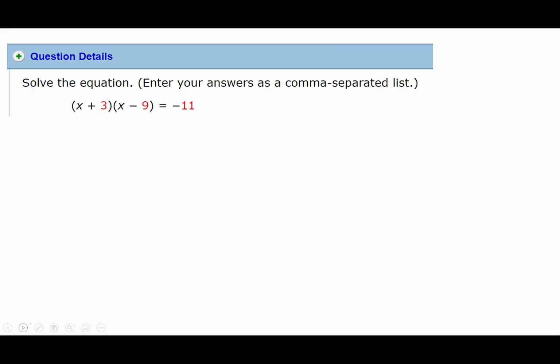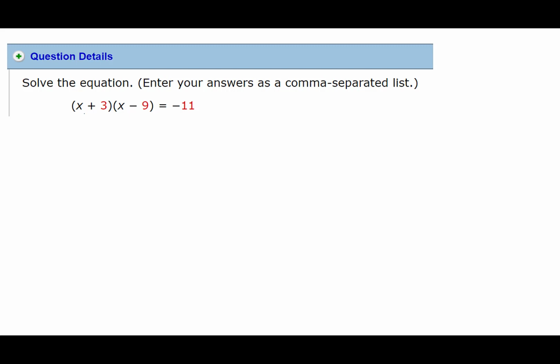All right, take a look at this one. Instructions say solve the equation, enter your answer as a comma separated list. This one is a little tricky because it looks like it's already been factored, but notice it's set equal to negative 11. You may first think, okay, let me just add the 11 over, but then where are you going to add the 11 to?